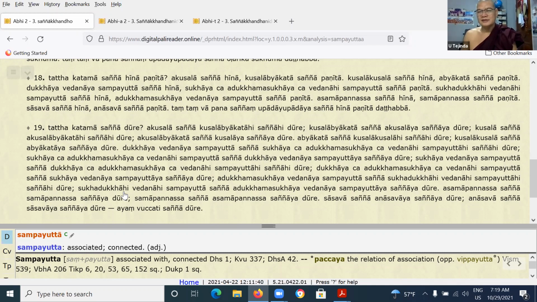It is far from Dosa Sagada Sanya. So you need to analyze. Now, like that, you analyze as in Vedanakhanda. The same thing. So you have to refer to the Atthakatha about Vedanakhanda if you were to analyze the Sanya. So the Lobha Sagada, Dosa Sagada. Lobha Sagada, again, you have what? Lobha Sagada.